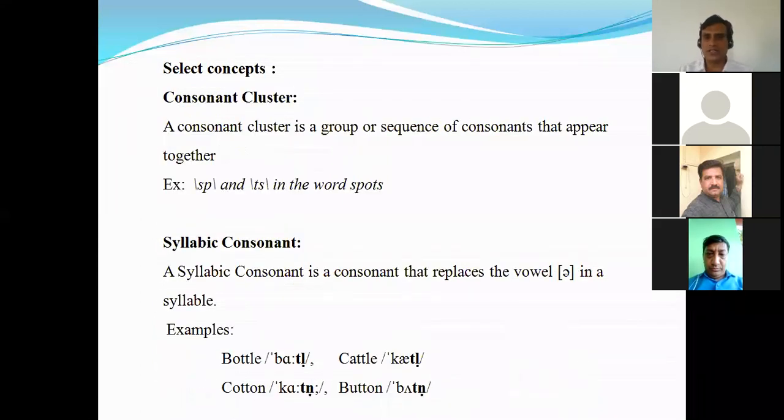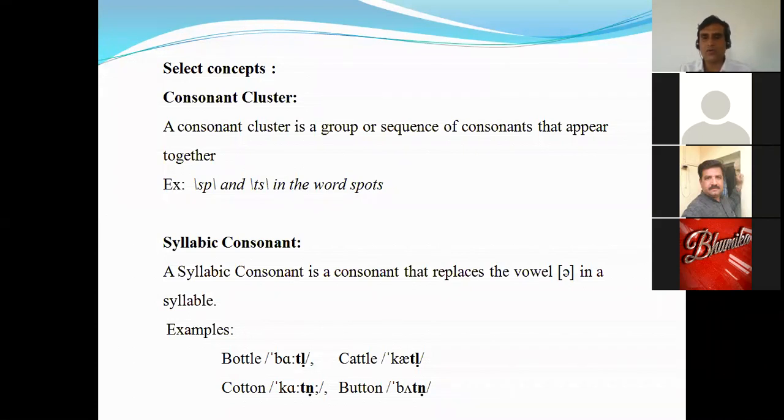Let us turn towards consonant cluster. Cluster means a group, that means coming together. A consonant cluster is a group or sequence of consonants that appears together at the initial position or at the final position. For example, spots is a word. In the beginning, s and p is there. So this is the combination of two consonants together, addressed as a consonant cluster at initial position. t and s in the final position. This is a consonant cluster.